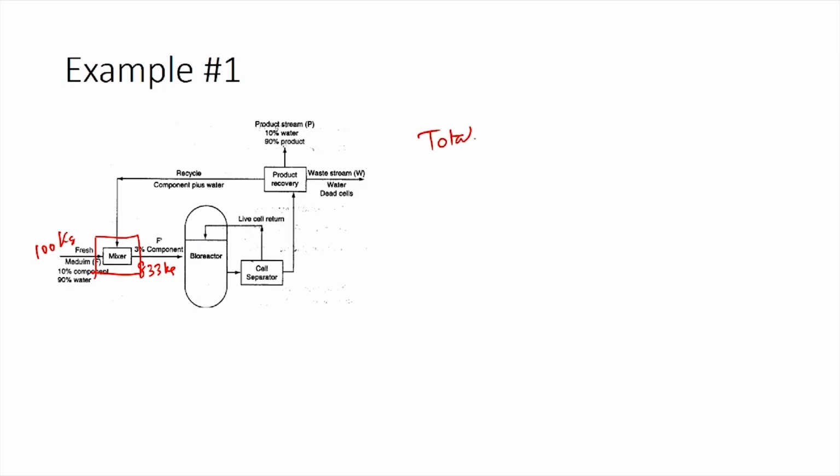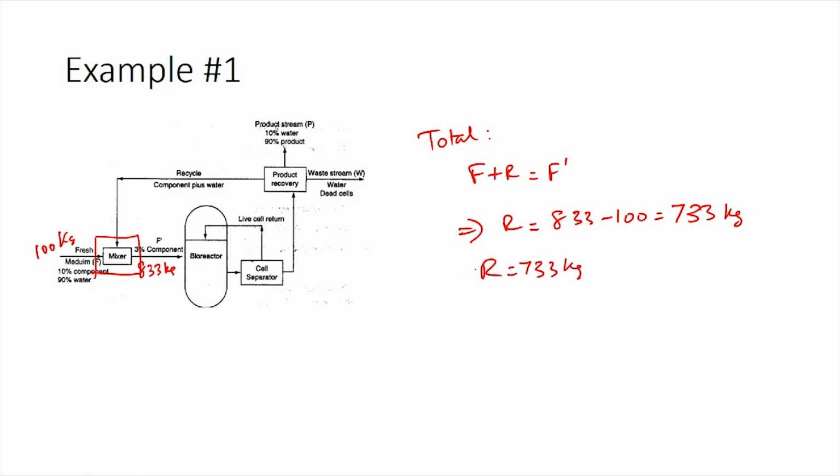The total mass balance for the mixing point would be F plus R equals F prime. This implies R equals 833 minus 100, giving a value of 733 kilograms. Now that we know that the recycle stream is 733 kilograms, we can calculate the composition of the component in the recycle stream from the value of Rx.